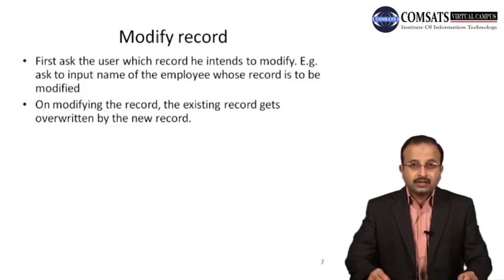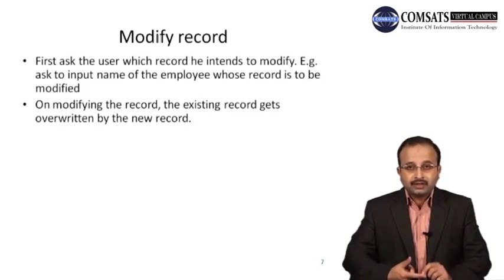So for modification, you have to first make sure that the file pointer points to the beginning of the file. That's the first thing. And then you ask the user to input the name or the registration number or the roll number, whatever, one of these things. This is so that you can search which record the user wants to modify. Okay, for example, the user input the name Fahad Hamid, so then you will start searching.